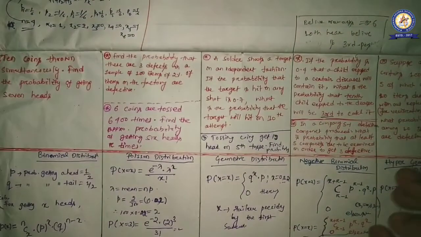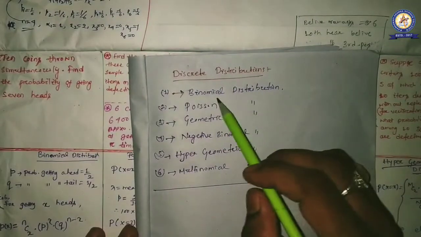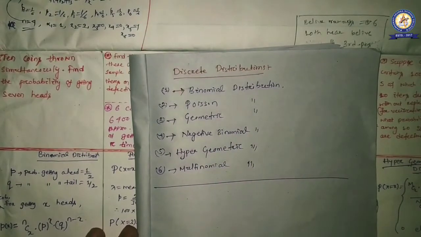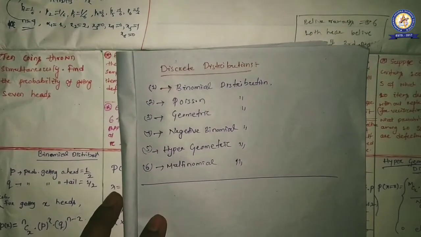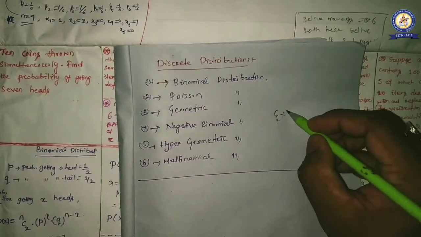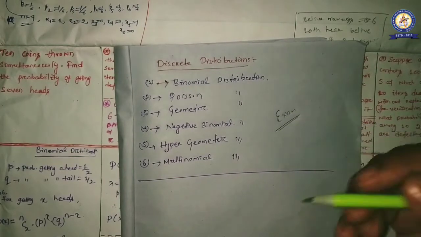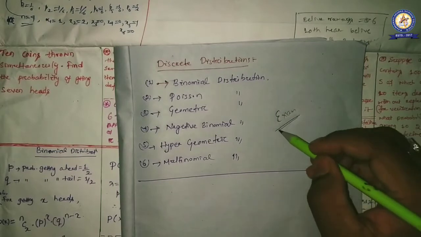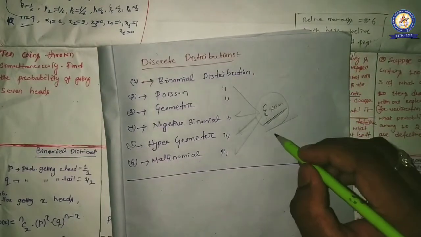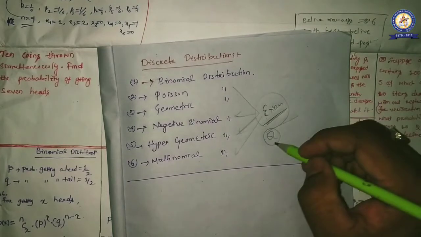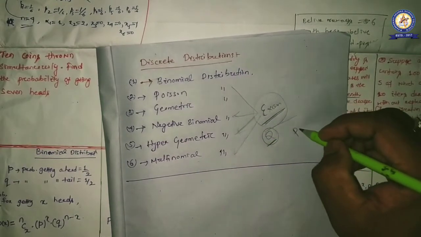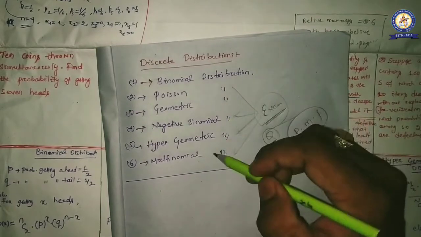Basically, we have studied these six discrete distributions, that is binomial distribution, Poisson distribution, geometric distribution, negative binomial distribution, hypergeometric, and multinomial distribution in our syllabus. The problem we face is that whenever we get a question in our exam, we can be confused about which distribution the question belongs to. If we can identify easily which distribution the question belongs to, then we can easily apply the PMF, probability mass function, for that corresponding distribution, and solve that problem.